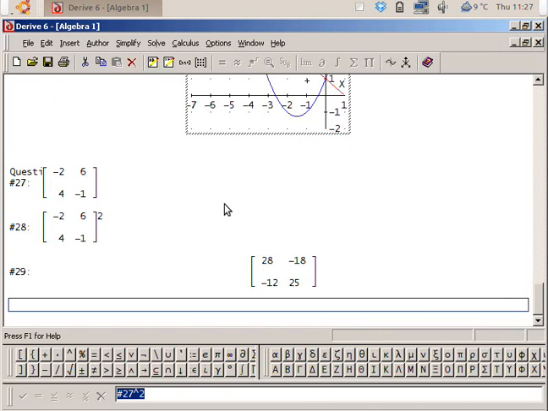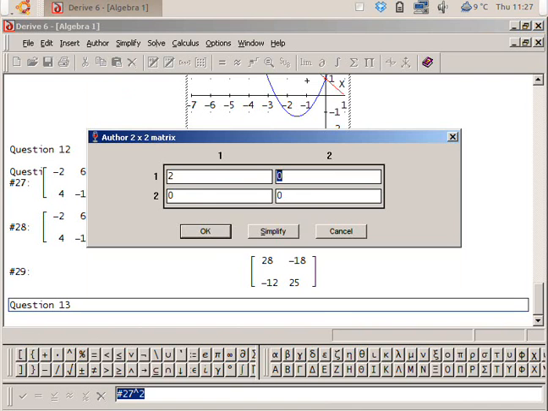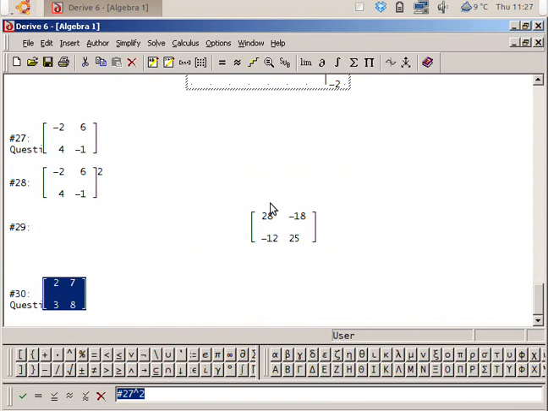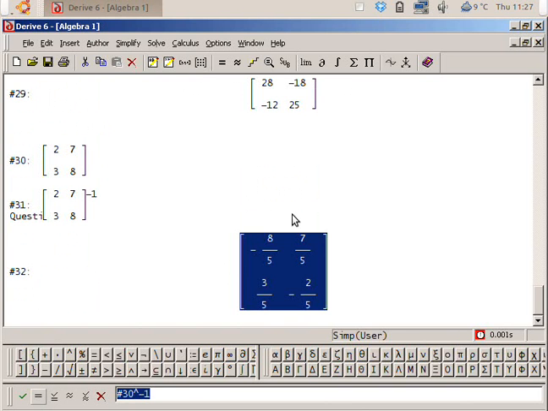Insert text object. What am I on now? 13. Okay, so we have another matrix here. Author matrix 2 by 2 again. 2, 7, 3, and 8. Okay. And we want the inverse, so that's power minus 1. So that's line 30, power minus 1. There it is there. And equals, and there it is there.